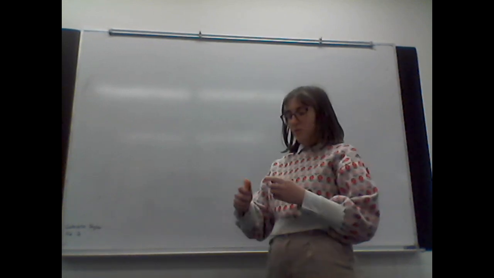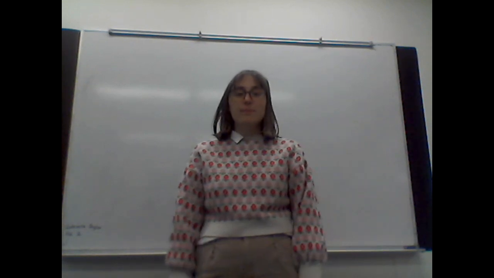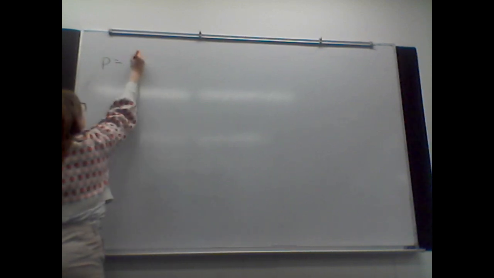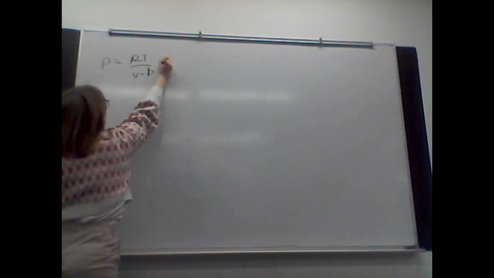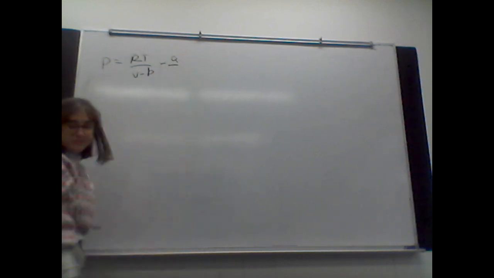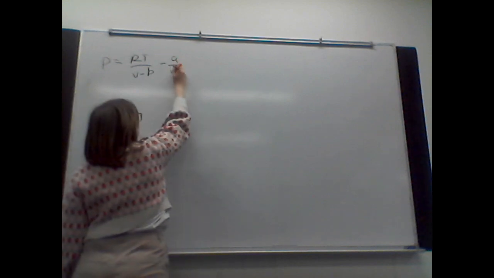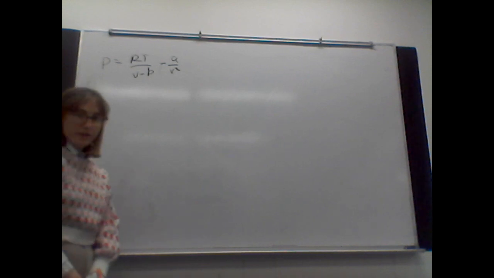So the first one is we are going to use the van der Waals equation to solve for both coefficients of A and B. So the van der Waals equation of state is going to be P equals RT over V minus B, minus A over V squared. Okay, so this is the van der Waals equation.